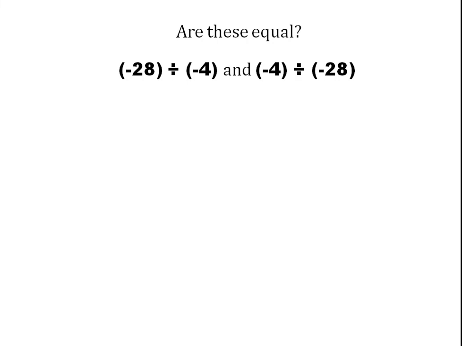Let's see first negative 28 divided by negative 4. You know negative divided by negative is positive. 28 divided by 4 is 7. So negative 28 divided by negative 4 is equal to positive 7. Here you are dividing a larger number by a smaller number. So you are getting a whole number there.